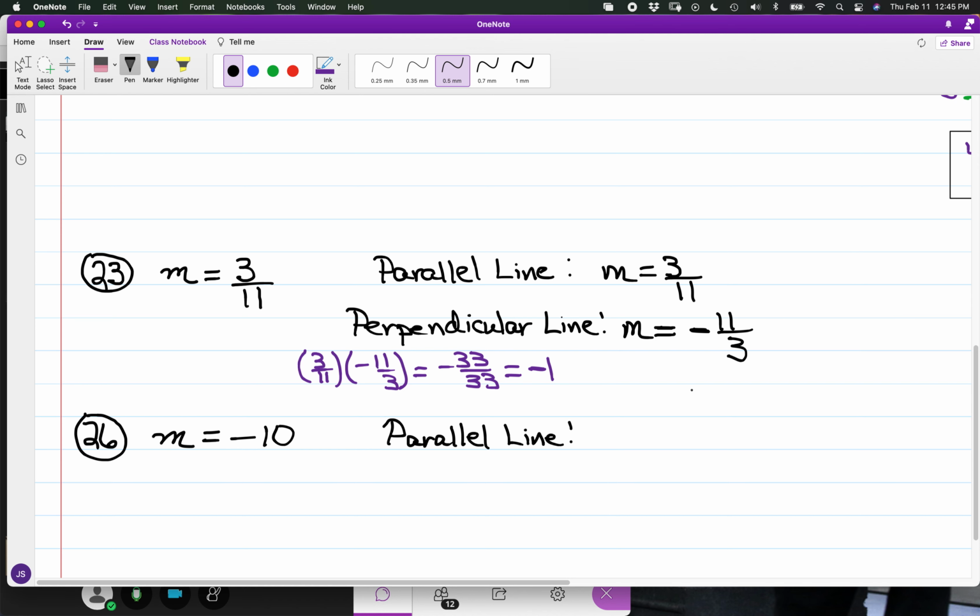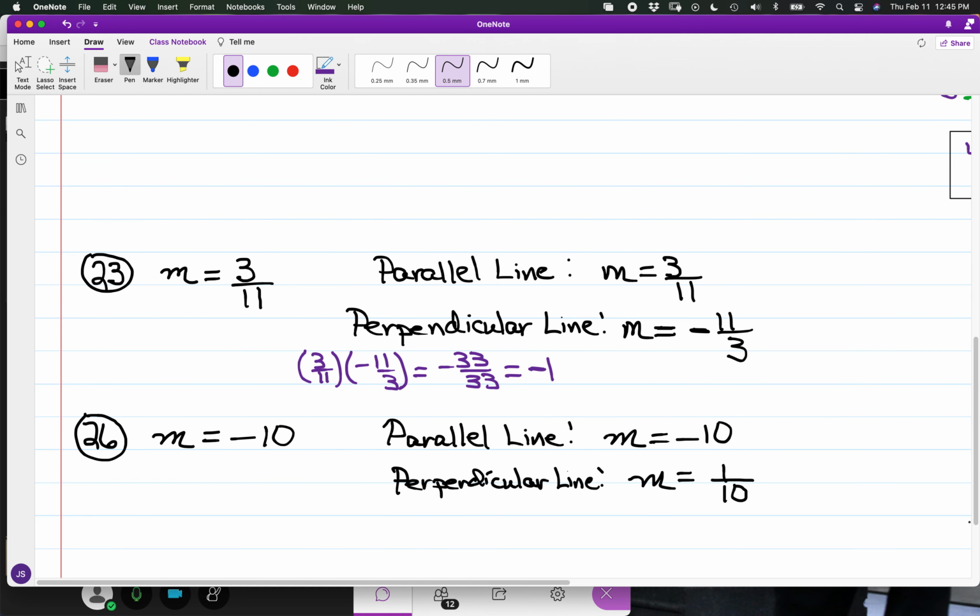Again, for a line that runs parallel to that which has a slope of -10, parallel lines have identical slopes. So we have m is equal to -10. And for a perpendicular line, when we have that, the slope is going to be going from a negative to a positive, and then the reciprocal of 10 is going to be 1 over 10.